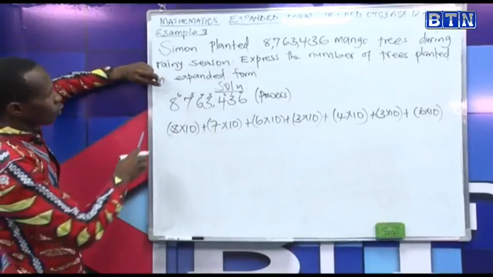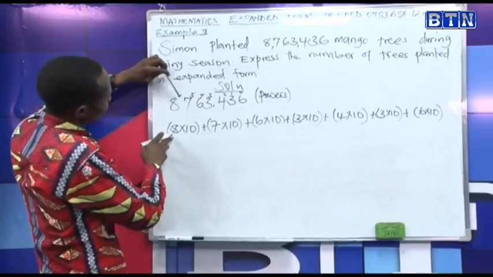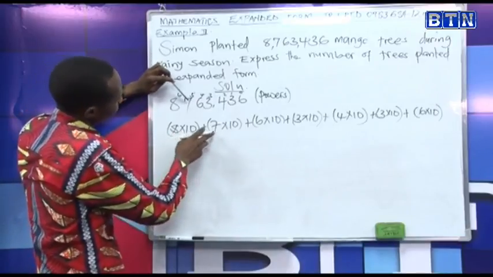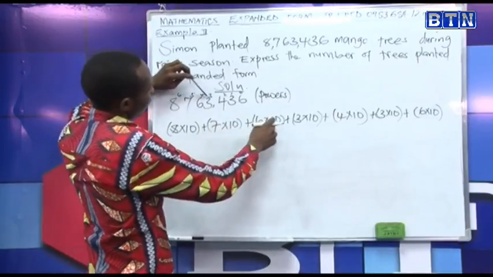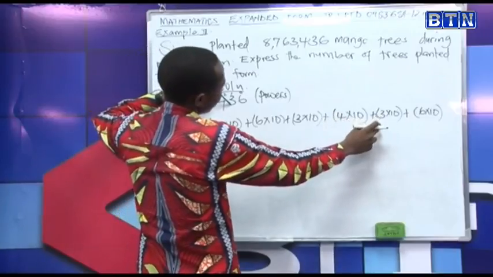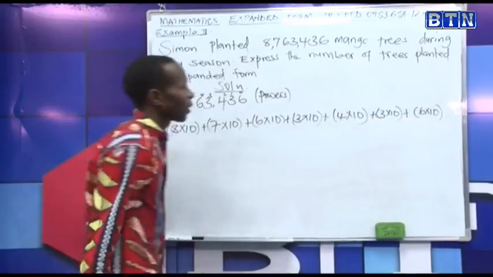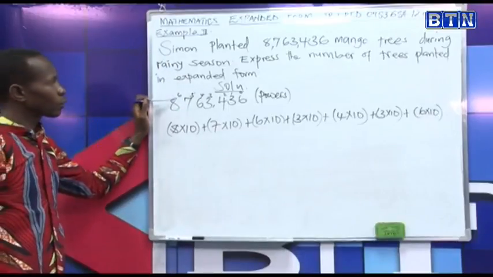We shall first of all multiply every digit here by 10. So we shall have 8 times 10. Then we shall have 7 times 10. We shall have 6 times 10. We shall have 3 times 10. We shall have 4 times 10. We shall have 3 times 10. Then 6 times 10. After that, we shall come now, we consider what we call powers.